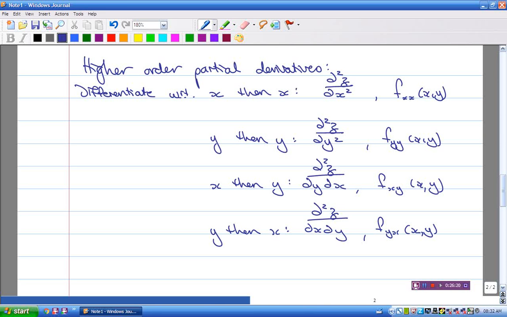But the reason why is because it's like this. If you differentiate with respect to x first, there's your x derivative, and now you want to differentiate that with respect to y. If you differentiate with respect to y first, and then with respect to x, it looks like that. And that is why you get the variables in what looks like the wrong order.